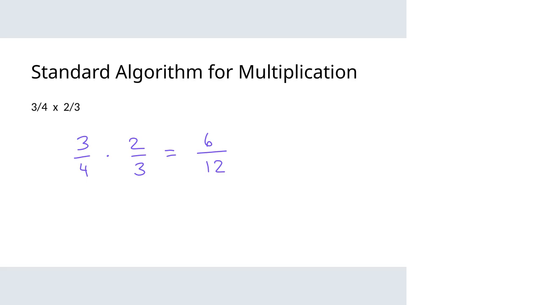Those are both even numbers, so you could reduce that way, or you might look at that right away and see, well, 6 will go into both of those, so I can just reduce that. 6 will go into 6 once, 6 will go into 12 twice, so really that's just 1/2. That's our standard algorithm for multiplication of fractions and how to reduce them.